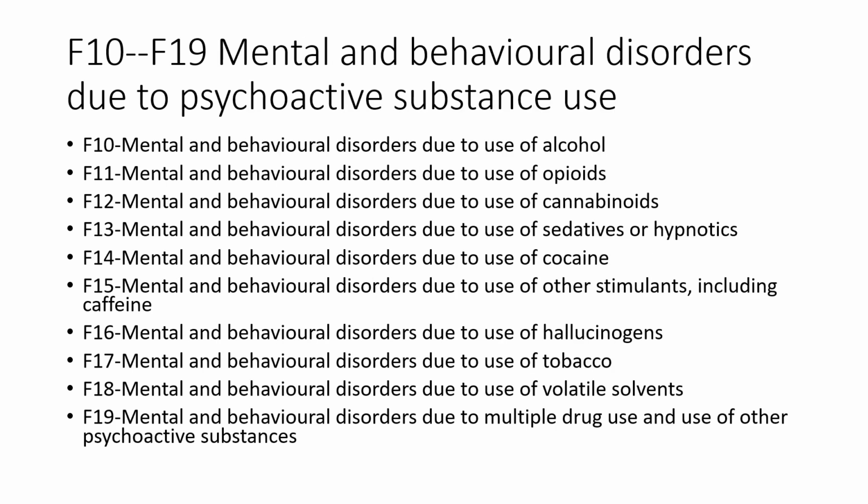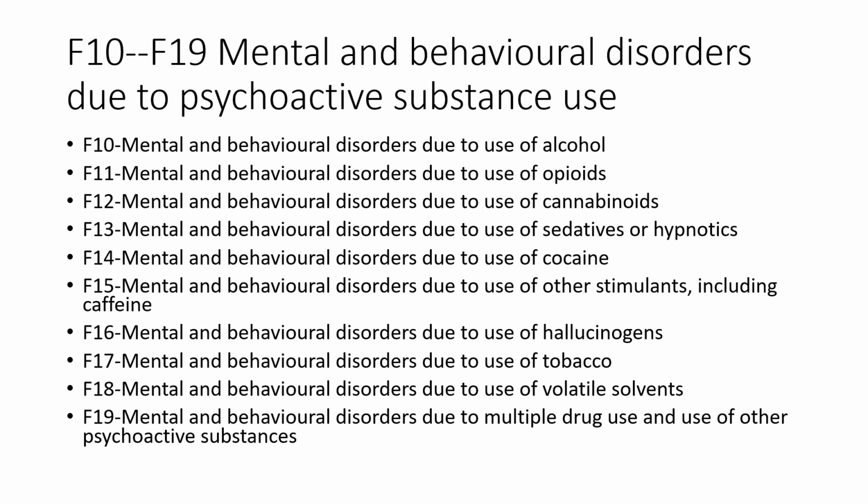Then coming to F10 to F19, they are the mental and behavioral disorders due to psychoactive substance use. The first one is alcohol. F10 is for alcohol and F11 is for opioids. F12 is for cannabinoids and F13 is for sedatives and hypnotics. F14 is for cocaine. F15 is for stimulants, including caffeine, so we include caffeine in this as well. F16 is hallucinogens and F17 is tobacco. F18 is volatile solvents and F19 is due to multiple drug use.